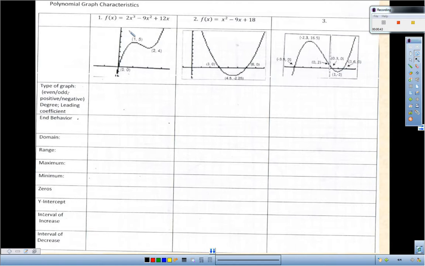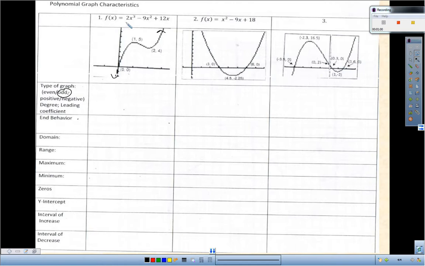My function is 2x cubed minus 9x squared plus 12x. Here's the graph. Notice it says type of graph. Is it even or odd? Well, the degree of my function is 3, which means it's odd. I could have also told it was an odd degree by looking at the end behavior. If your end behavior is going in opposite directions, the degree is odd.